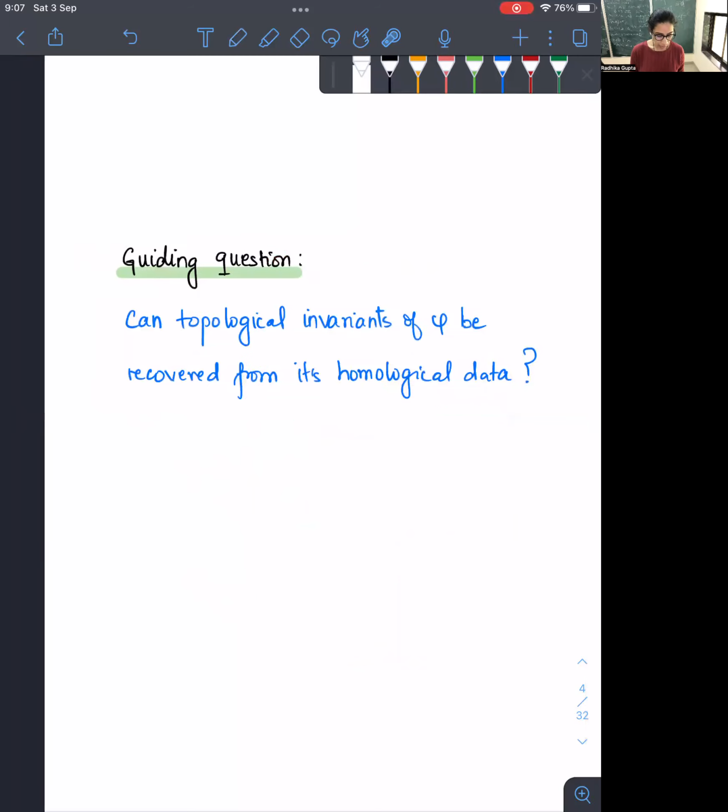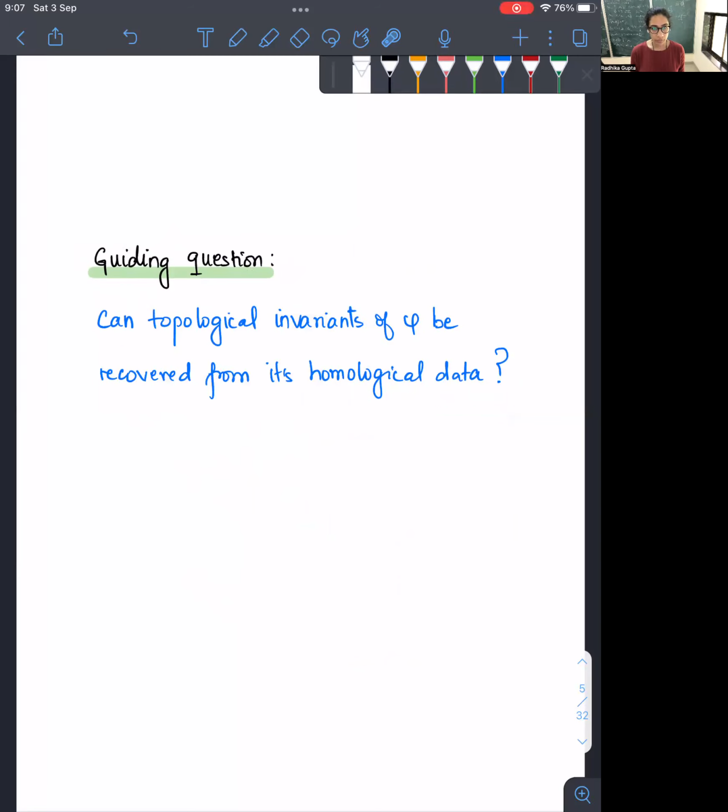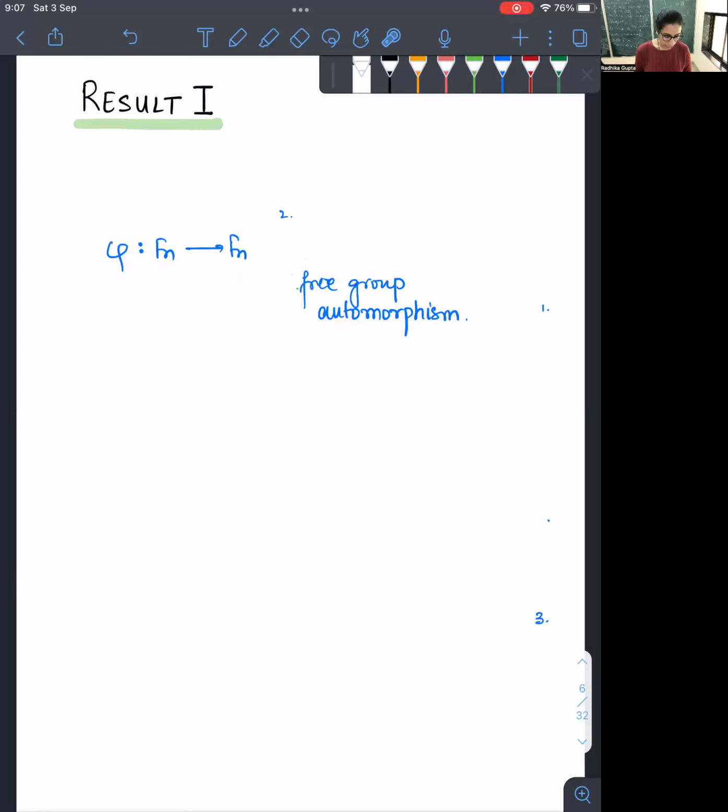So there is a guiding question here in general. Can topological invariants of a surface homeomorphism be recovered from its homological data? In this particular case, when the foliation is oriented, then yes, the geometric stretch factor can be obtained from the homological stretch factor. But there can be other invariants people might want to study. For this talk, we are interested in the stretch factor. Okay, so let's move on to the first result.